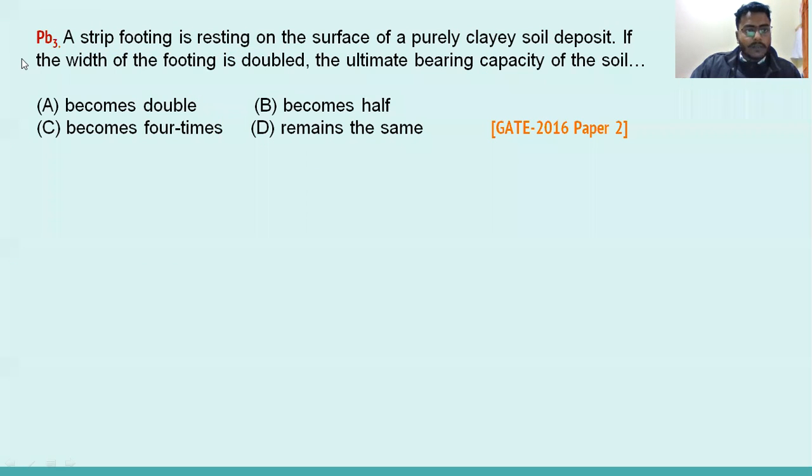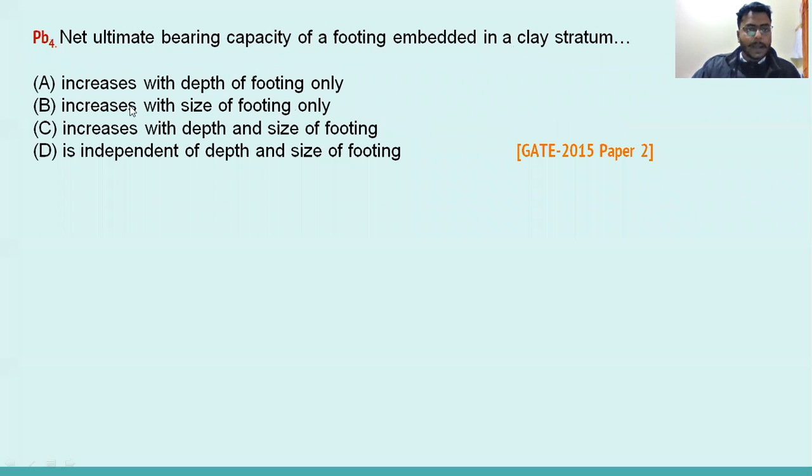Okay. Now let's go to the next question. Question number 4. Net ultimate bearing capacity. See, it mentions net ultimate bearing capacity. Net ultimate bearing capacity means qnu. It is not qu. And qnu is equal to qu minus gamma Df. And this gamma Df is nothing but the overburden pressure.